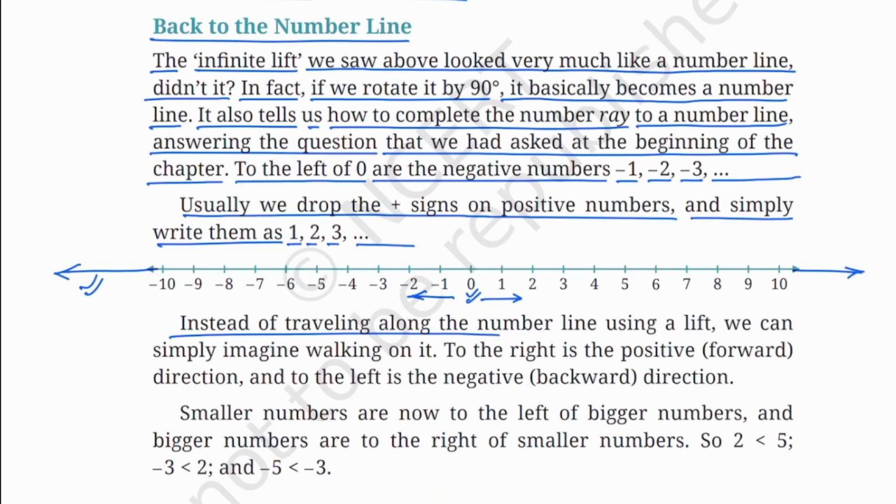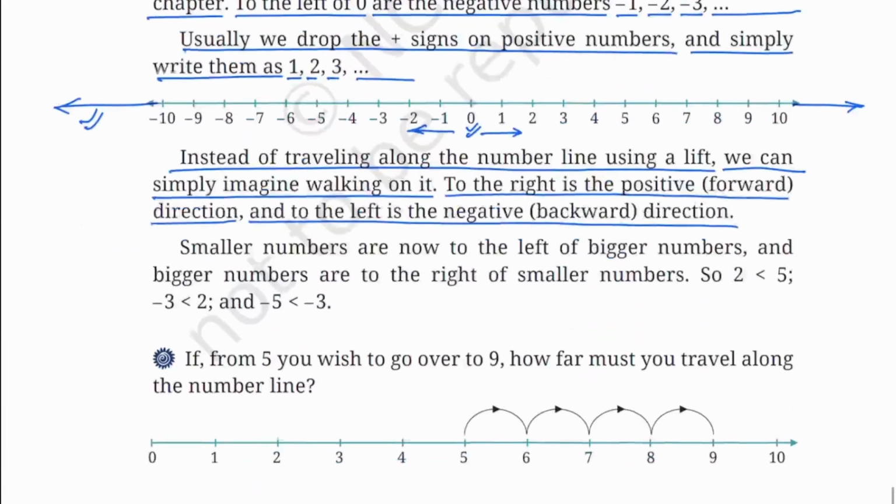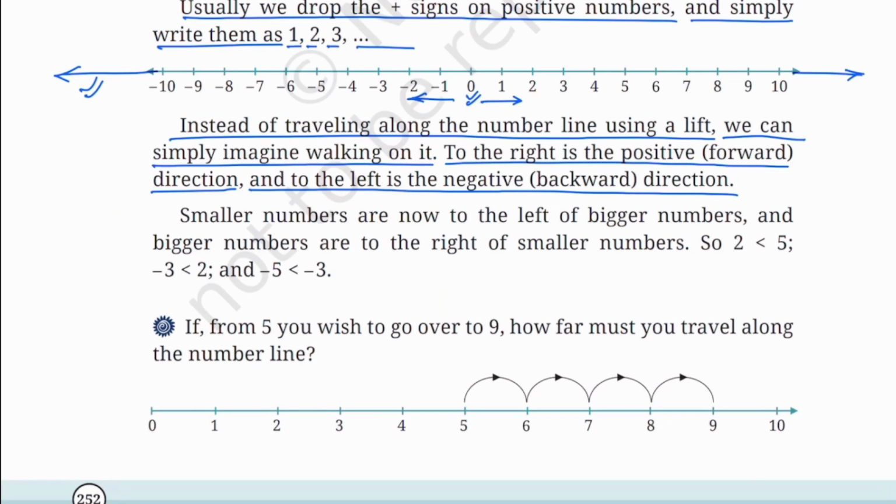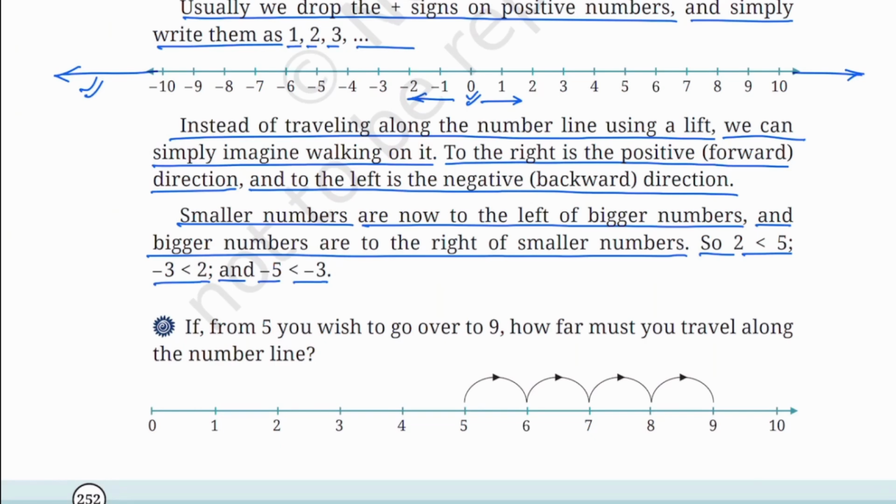Instead of traveling along the number line using a lift, we can simply imagine walking on it. To the right is the positive forward direction and to the left is the negative backward direction. Smaller numbers are now to the left of bigger numbers, and bigger numbers are to the right of smaller numbers. So 2 is less than 5, minus 3 is less than 2, and minus 5 is less than minus 3.